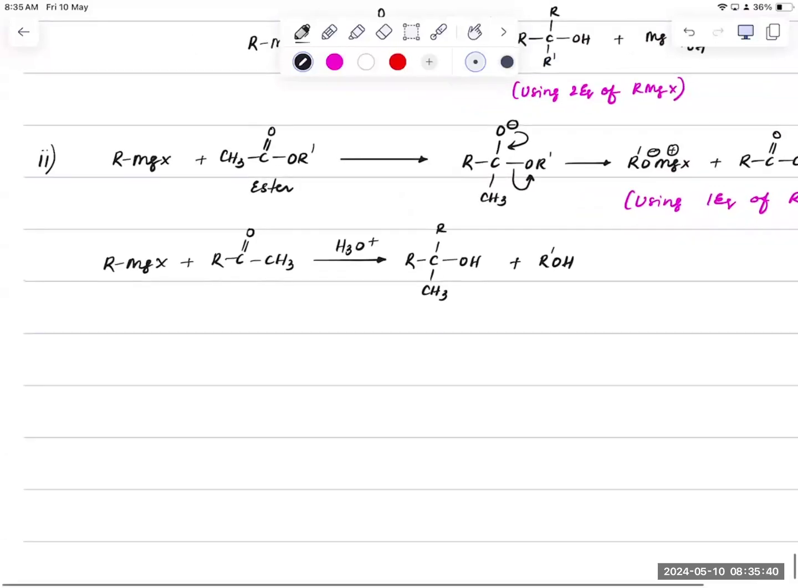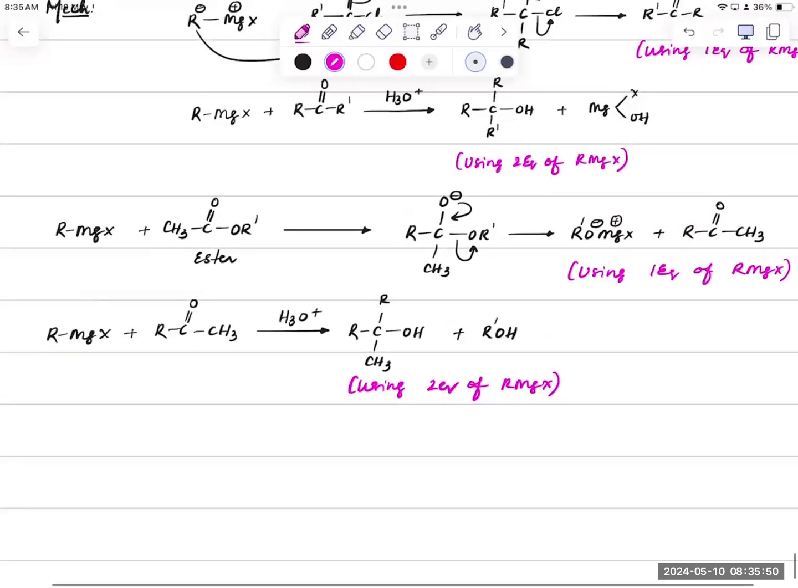Okay. So this is the final product using two equivalents of RMgX. If you use one equivalent, you end up at ketones; two equivalents, you'll go up to alcohols. Got it? This is the product formation you will notice.